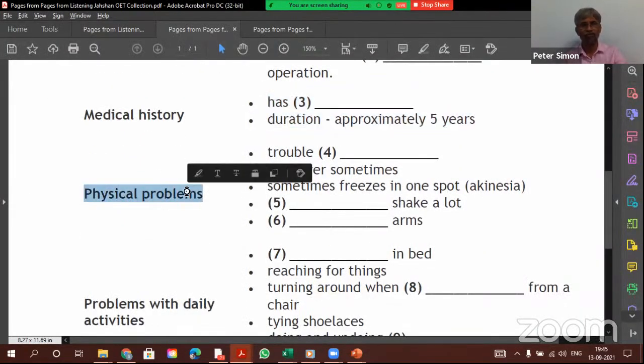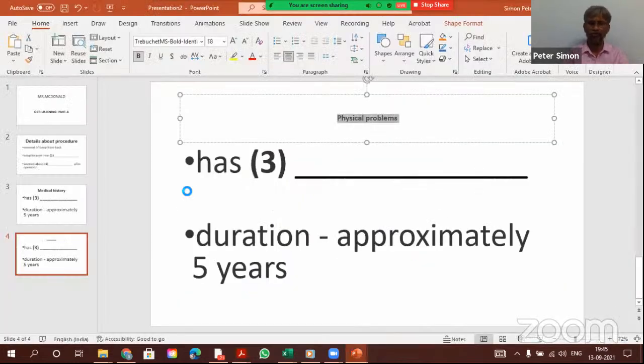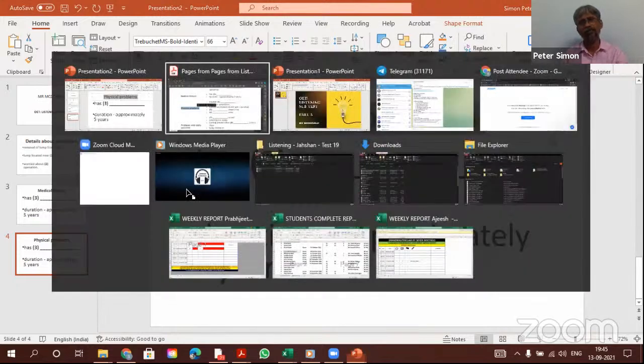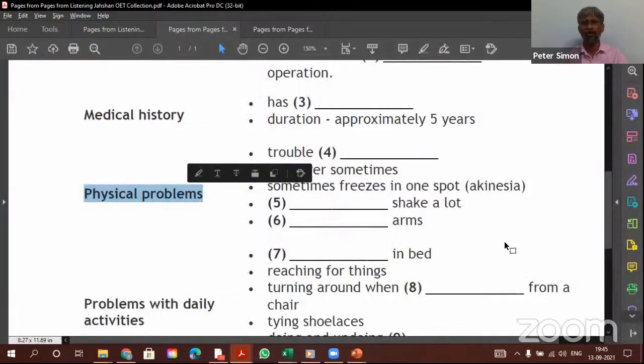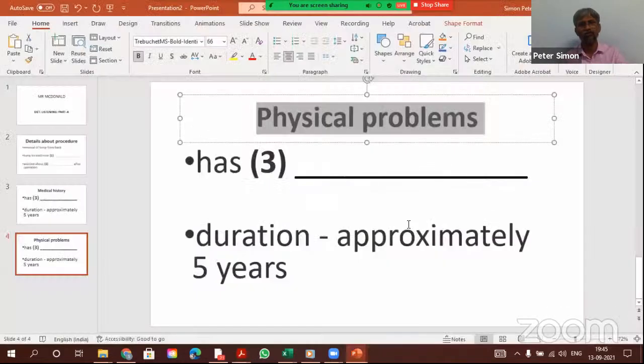Physical problems. Everything will be related to problems only. Everything will be related to problem because this is a problem. This is a case. Case means a problem. Problem means difficulty. Difficulty means sickness. Everything related to it. So we have here 4, 5, and 6. 3 points are there in this.